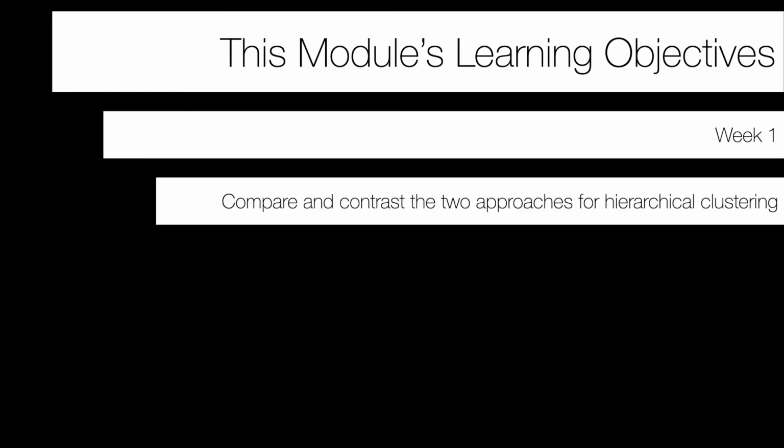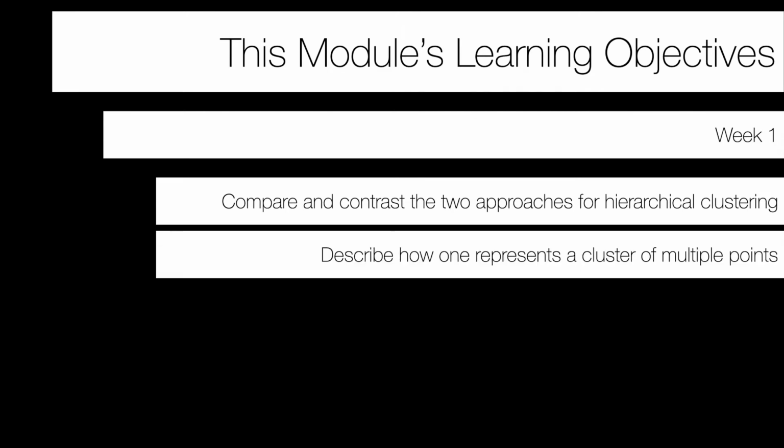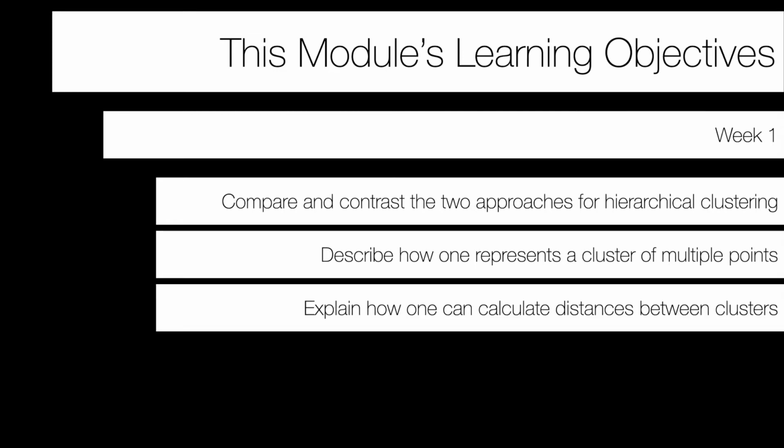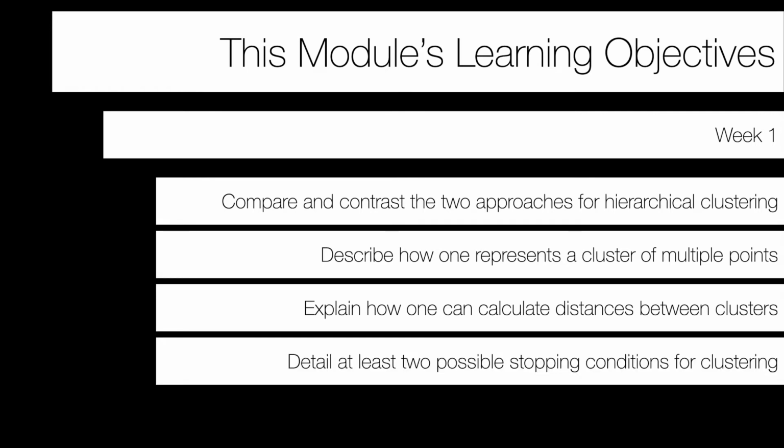We'll talk about comparing and contrasting two approaches for hierarchical clustering, describing how we represent a cluster that is composed of potentially multiple points, how we evaluate distances between clusters once we have them, and when we should stop clustering.